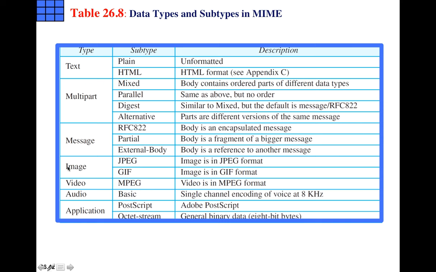And then we have image. So as you can see, we're sending different types of information using the MIME extension. We have text, multipart, different types of messages, images, video, audio, and applications, postscripts. So all these data types will be converted into NVT's 7-bit ASCII and transferred over the email system and then regenerated once again at the receiver.